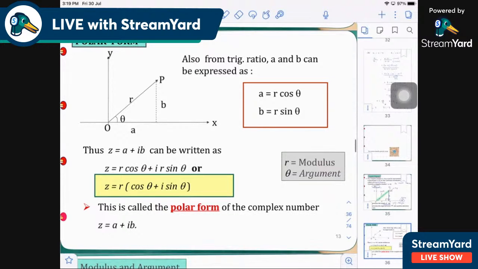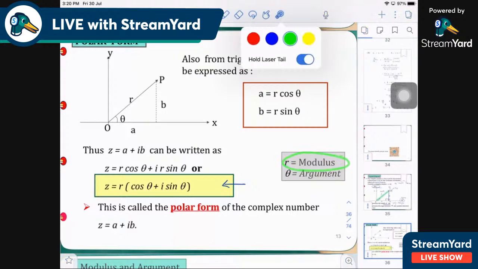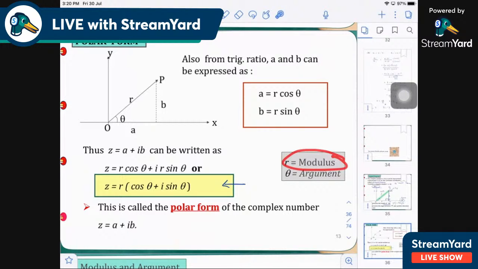Look at the yellow color one. This is what we want over here. So r there is the modulus, which we get by using the Pythagoras theorem. Use the Pythagoras theorem, so that's how we basically get r there.